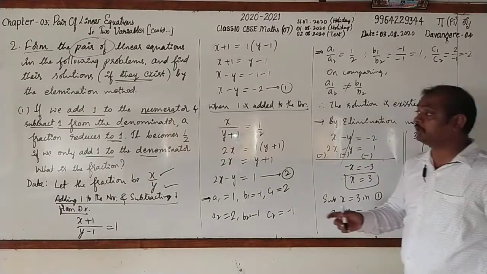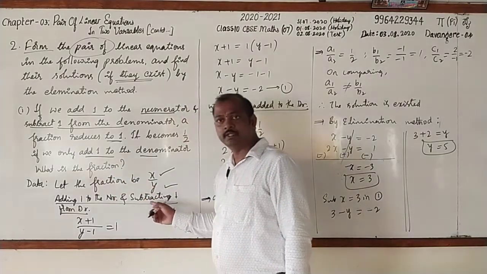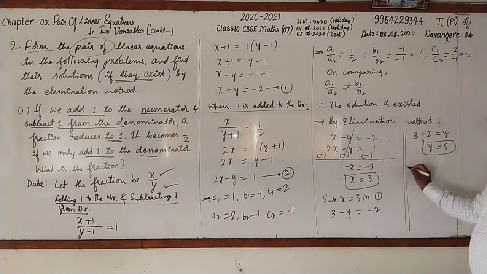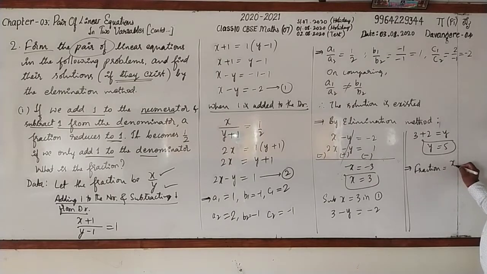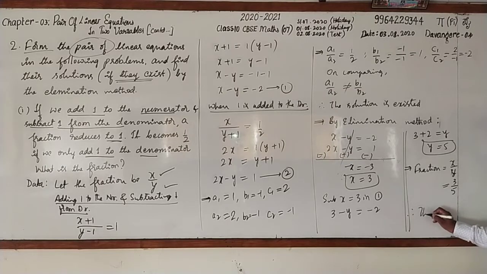But what are we going to find out? We are going to find out the fraction. What is that fraction? It is x by y. Here I'll write fraction is equal to x by y. What is x? x is 3. y is 5. Therefore, the required fraction is 3 by 5. Hope that you have understood.